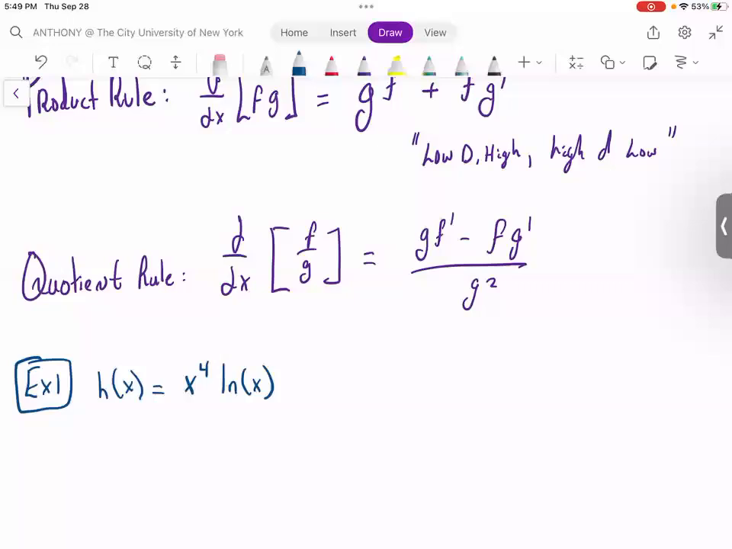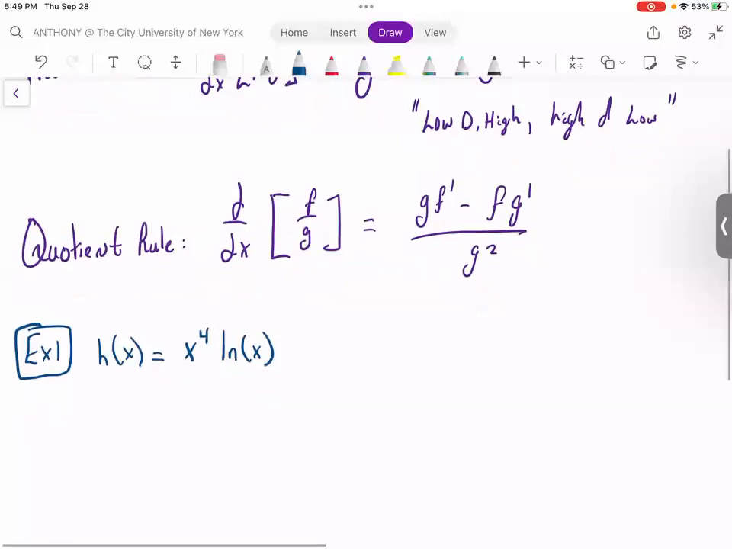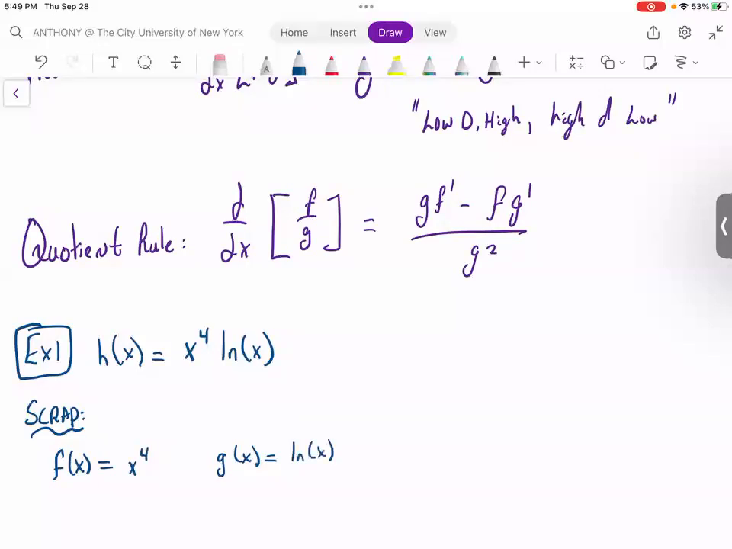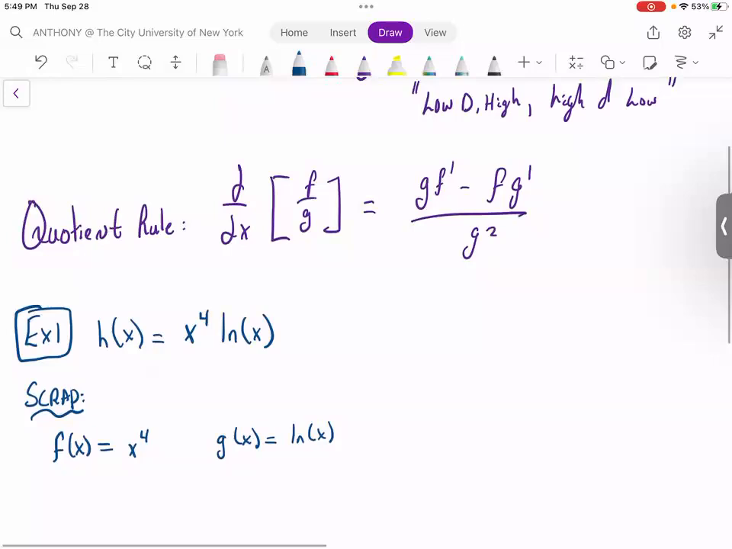If I want to find my h prime of x, I first recognize that since I have a product of two functions, I need to apply the product rule. And when I apply the product rule, what I like to do is some scrap work. I like to write out what's my f and what's my g. Usually in the product rule, f is the first function, x to the fourth, and ln of x is your g, your second function. Underneath these two functions, I like to write out my derivatives, f prime of x and g prime of x.